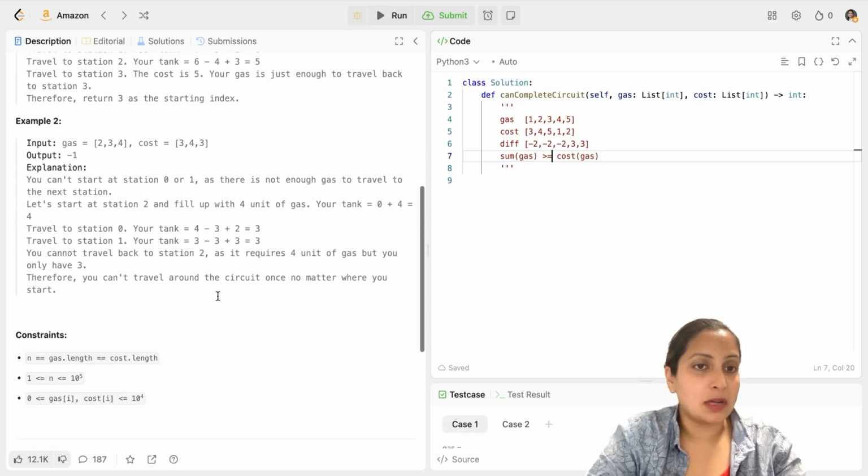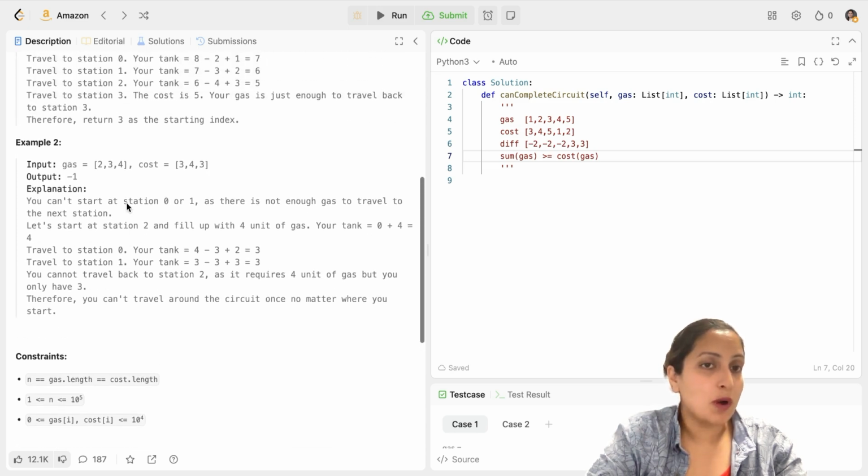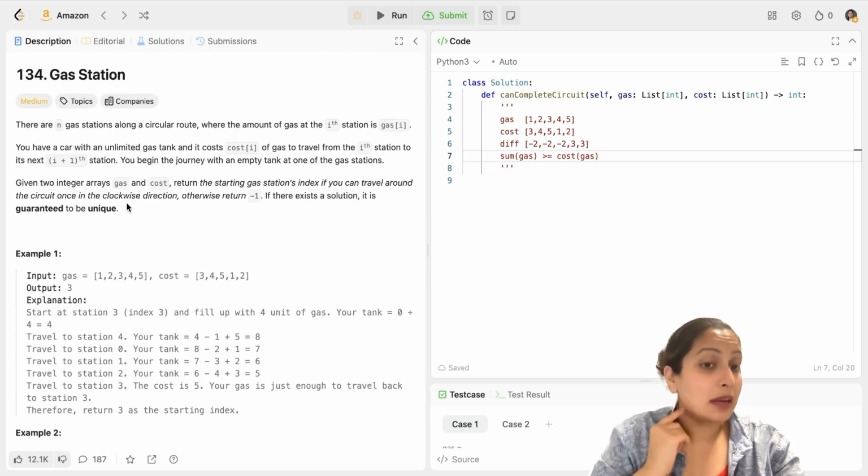Now look at example 2. In example 2, you have 2, 3, 4 as the gas array and 3, 4, 3 as the cost array. If you first check, the sum of gas is 4 plus 2, 6 plus 3, 9, whereas your cost is 3 plus 3, 6 plus 4, 10. So your cost of gas is more than the gas. That means you will run out of gas and your output would be -1. So I hope you understand the question very well. And the approach we are going to take is a greedy method solution.